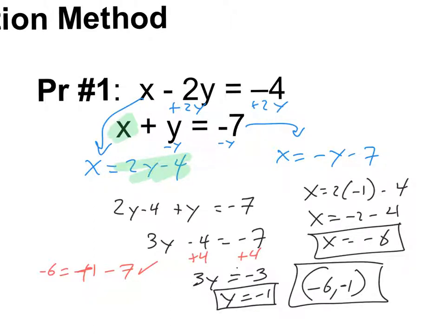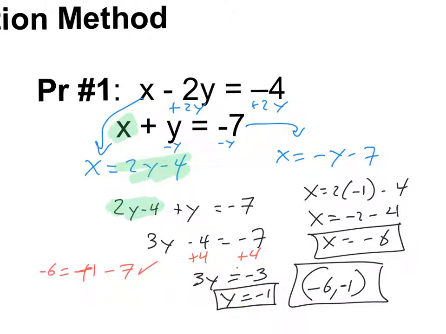All right, so like I said, what we could do here is we could just say, well, that's 2y minus 4 is just that x, so I'm just going to replace that x with 2y minus 4. So instead of writing x plus y equals -7, I wrote 2y minus 4 plus y equals -7. And then you just solve this equation down so you get y equals -1.